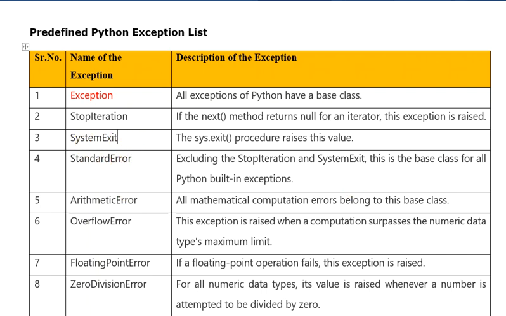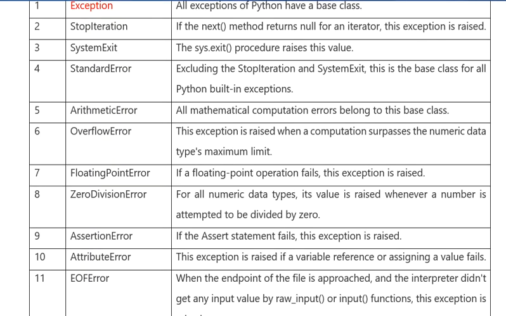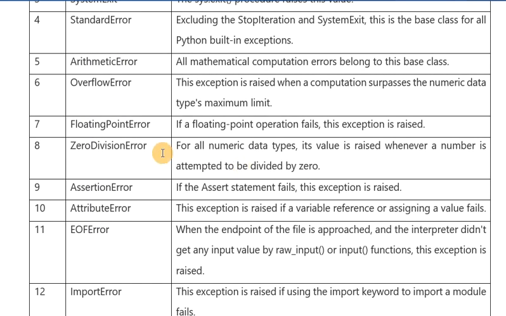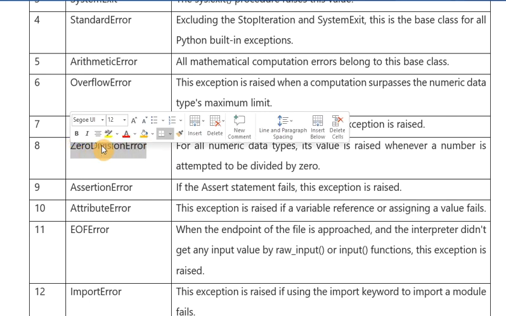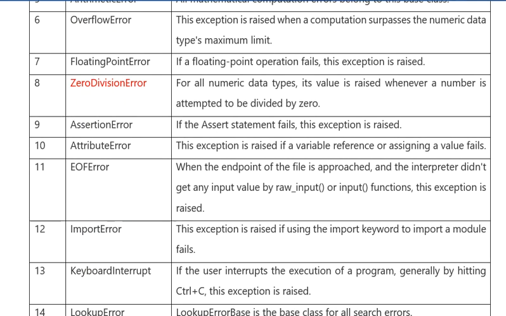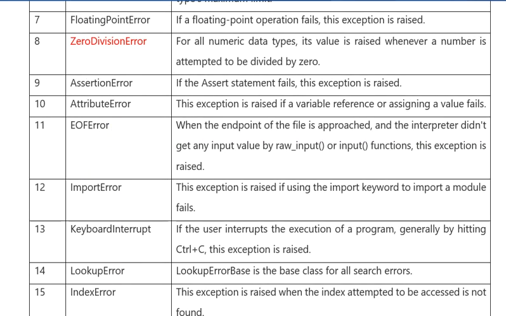Otherwise there are other arithmetic errors and overflow errors, floating point error, zero division error. So this is what we have just got right now. If we are dividing some number by zero, that time this kind of error comes. And there is an assertion error, attribute error, and end of file error. You can see, if there is no string available in the content in the text, and we are trying to read that file, that will show the end of file error here.